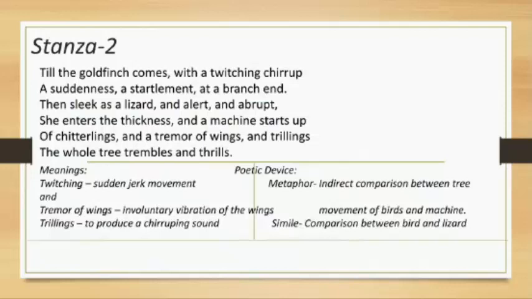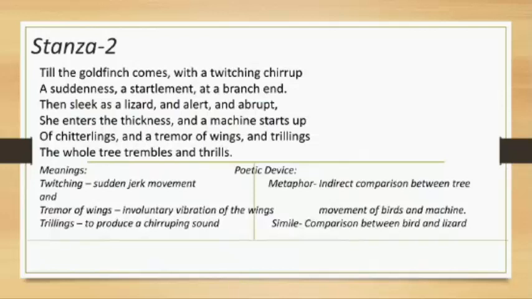So let's discuss the poetic devices here. The two that are quite similar are metaphor and simile. Simile is something that we use for comparison, children, using the words as and like. So it is very easy to identify. You can see 'sleek as a lizard'. So 'as' is used and the bird is compared to a lizard. So this is simile.